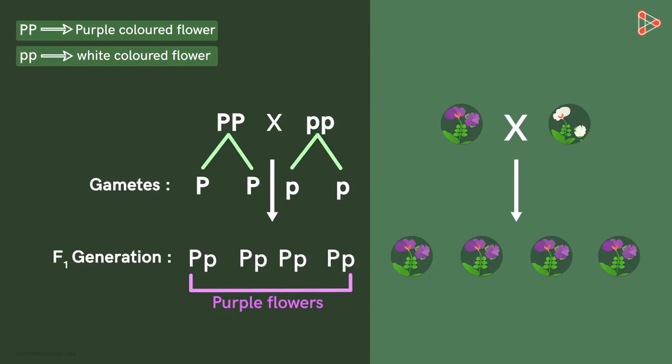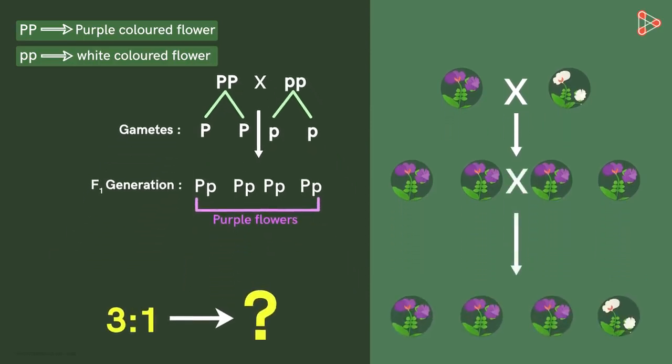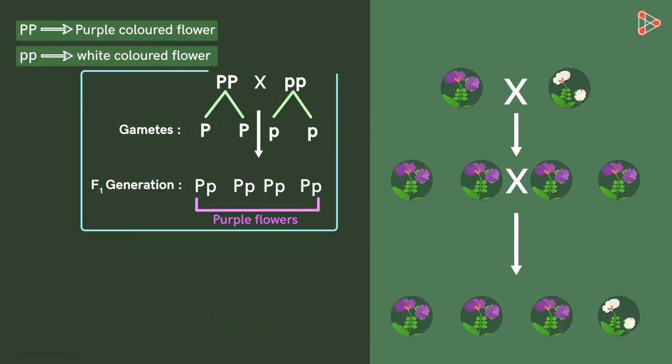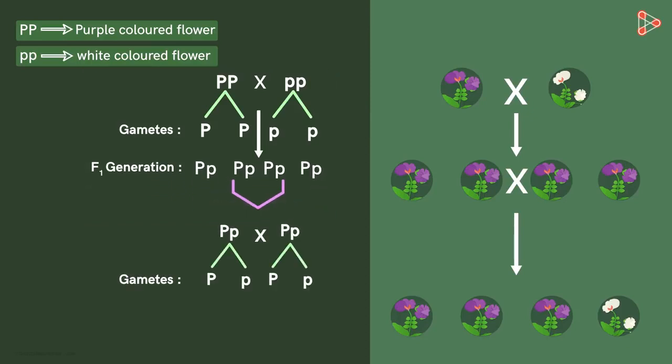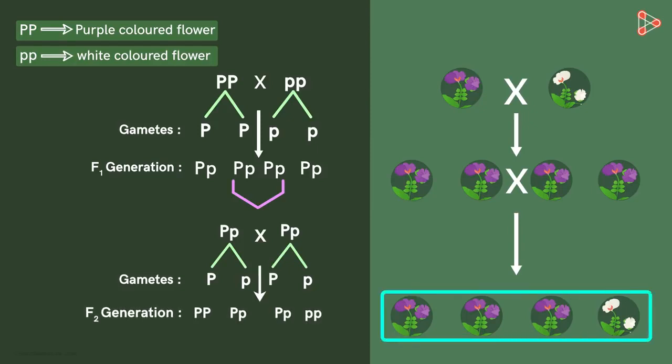Now, can you guess why the ratio 3:1 is obtained in the F2 generation? Let's find that out with the help of a similar theoretical cross. Here, we take any 2 random plants from the F1 generation. Crossing these 2, or even by carrying out the selfing process in a similar fashion, gives us this result.